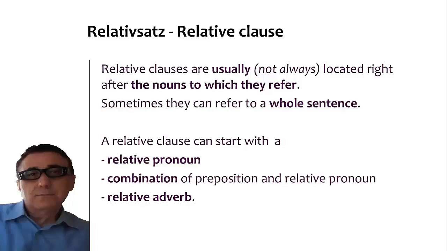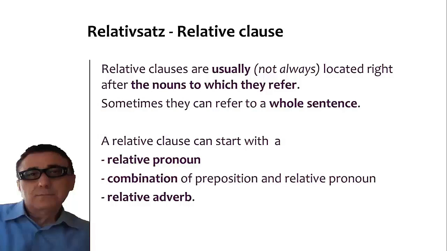In German grammar, a relative clause can start with 3 different things. First, it can be a relative pronoun or a combination of a preposition and a relative pronoun, or a little bit complicated version, it can be a relative adverb. If a relative clause starts with a relative adverb, then it refers to a whole sentence.